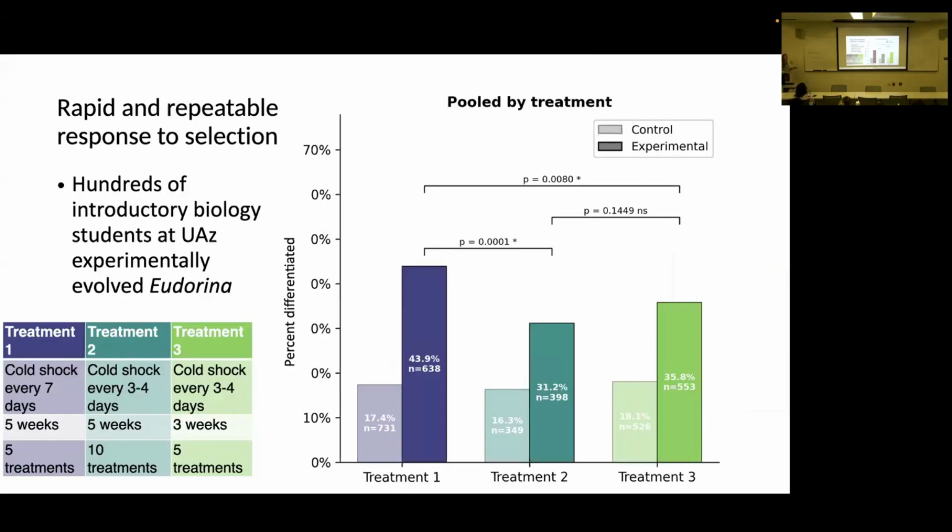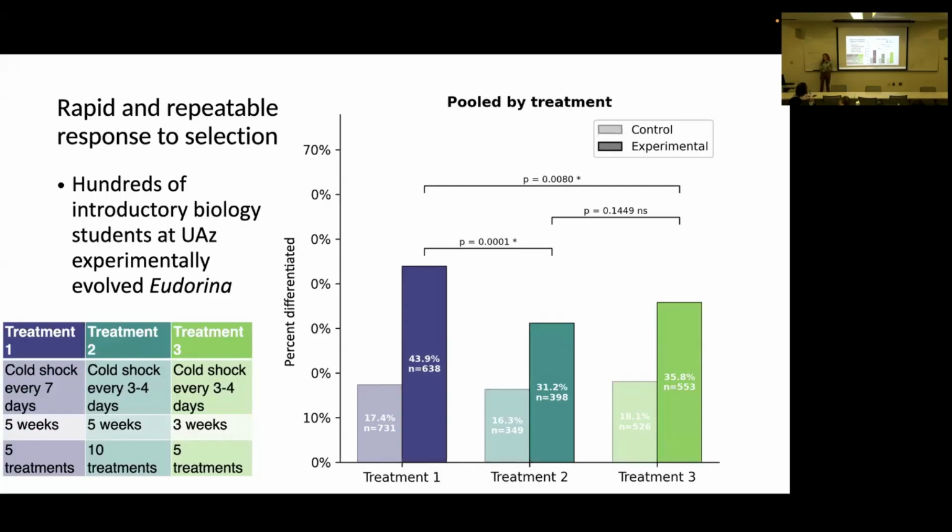So how repeatable is this? Was this just a fluke? Were these results really dependent on my selection regime? So I set up a CURE at the University of Arizona last year. This is a course-based undergraduate research experience. So each semester, I have hundreds of introductory biology undergraduates experimentally evolving Eudorina.